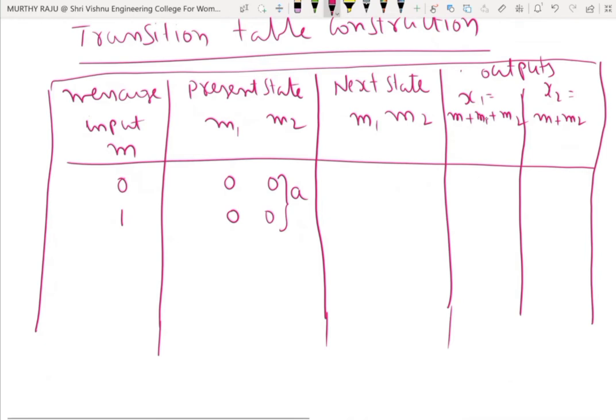Find out the X1 value: M exclusive OR with M1 exclusive OR with M2. 0 exclusive OR with 0 exclusive OR with 0 is 0. Here X2 is M exclusive OR with M2: 0 exclusive OR with 0 is 0. For the next state, this 0 is shifted to here, and this 0 is shifted to here. M1, M2 is 0.